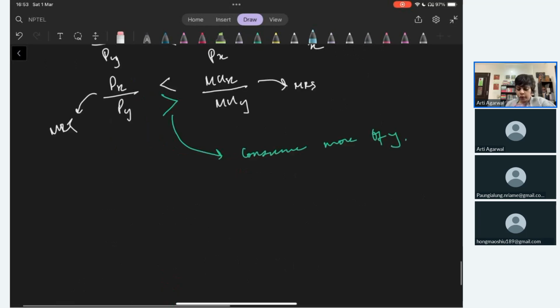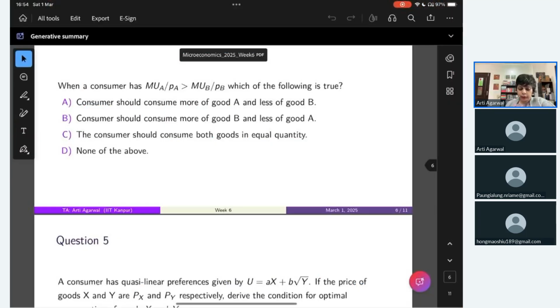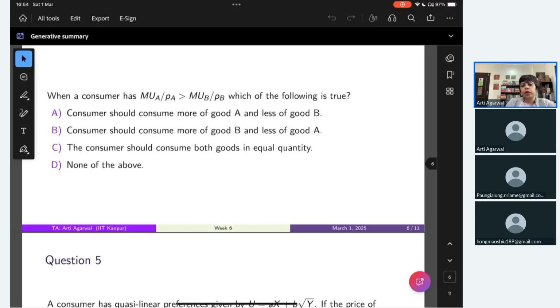Okay, so this is the, let me go to the question since some of you have joined a little late. The question was, when a consumer has MUA by PA greater than MUB by PB, which of the following is true? And the options are: should he consume A and B in the same quantity? Should he consume more of good A? And should he consume more of good B? So obviously, in this case, the person should consume more of good A, which is option A.